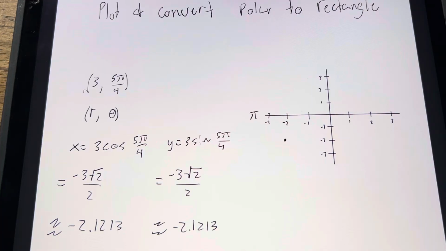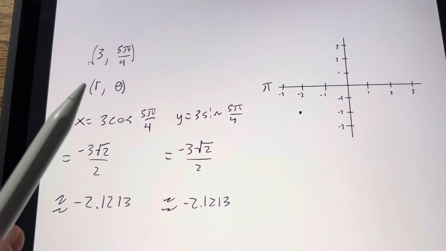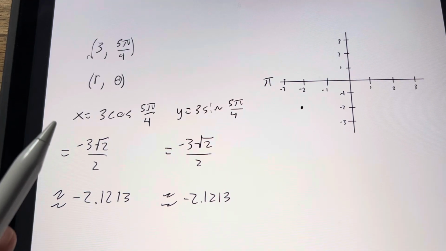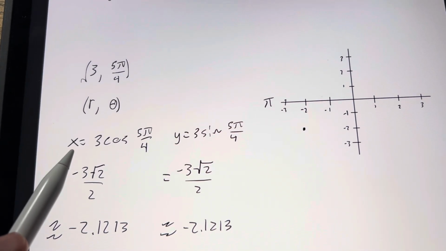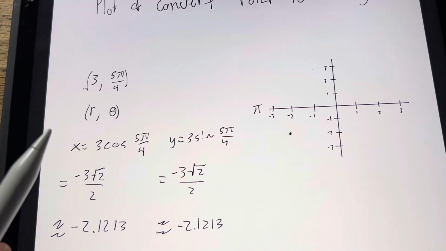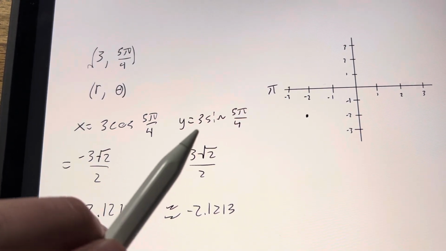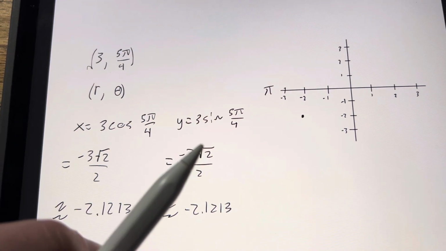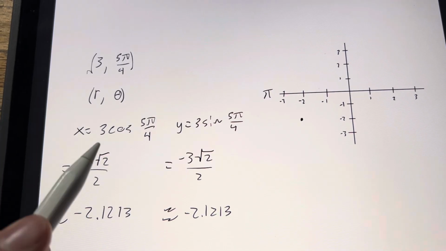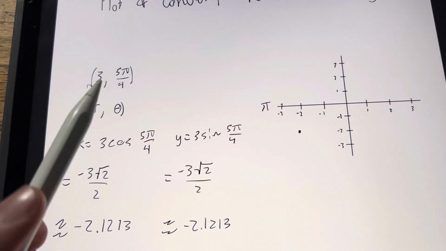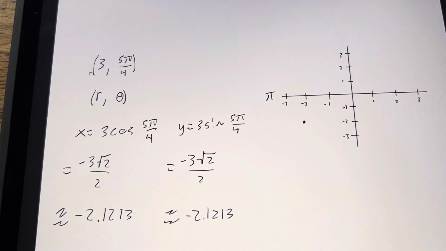into rectangular. And then when converting polar to rectangular, the x coordinate will be r cosine theta, and the y coordinate will be r sine theta. So we just plug in the 3, which is the r, into the cosine, and then the theta, which is the 5 pi over 4 after.